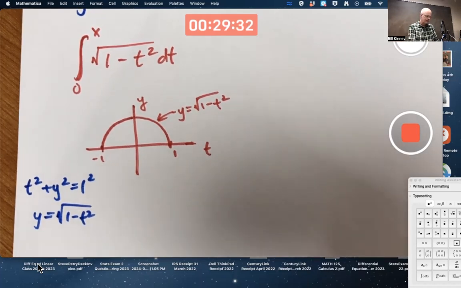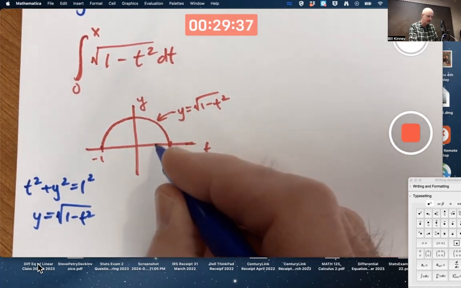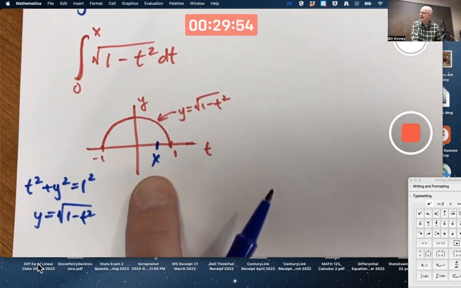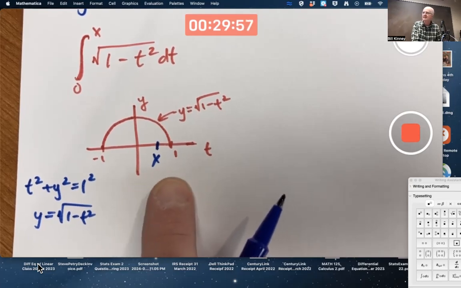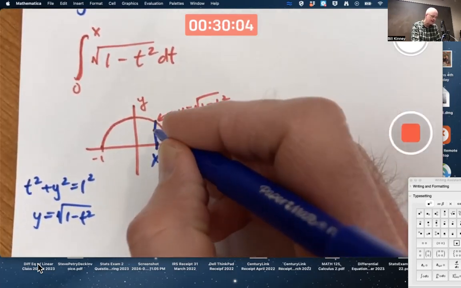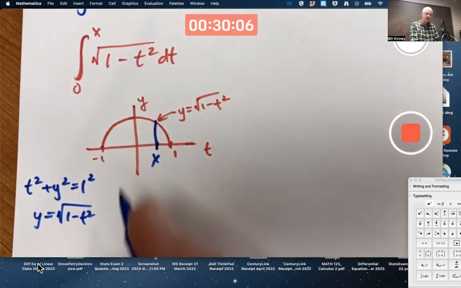Where's x in this picture? It doesn't matter, though it's convenient to make it be in the first quadrant over here, maybe right there. Let's say that's x. I can pick it to be anywhere, though. T is kind of thought of as the label for the axis. X is a particular number on that axis, though I could change where it is. I could vary it. I can think of it as a variable. But for any fixed x, this integral represents an area. It's the area under the curve between 0 and x.